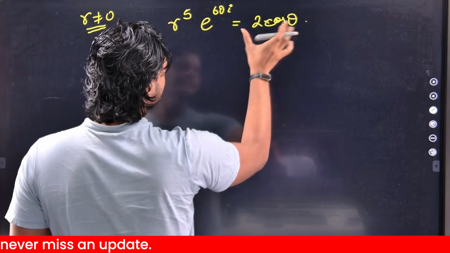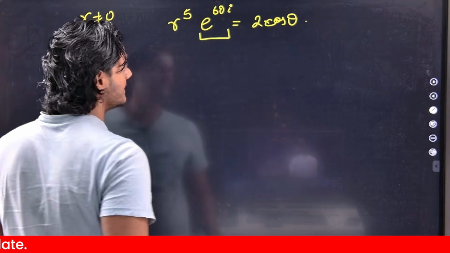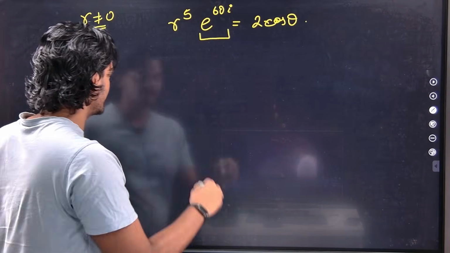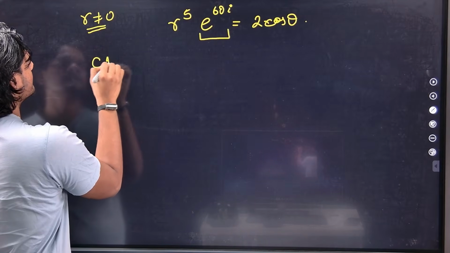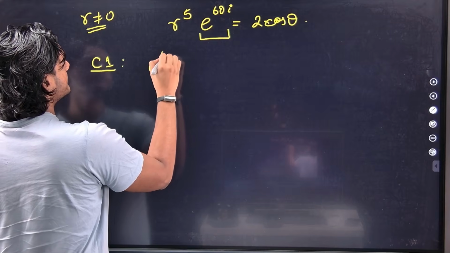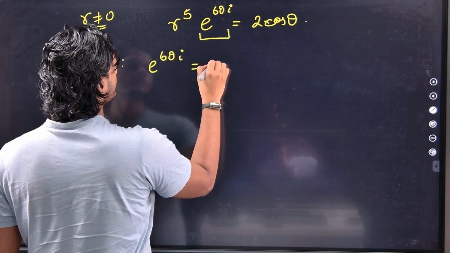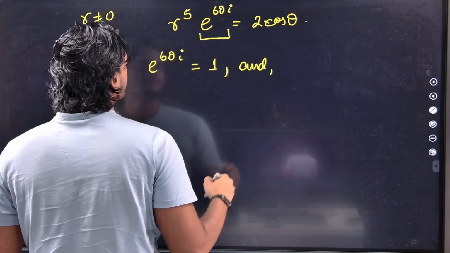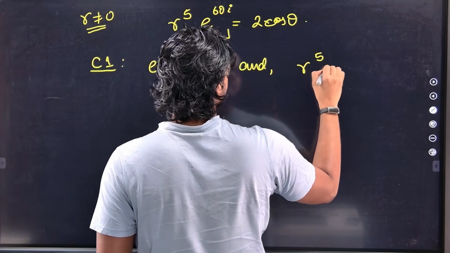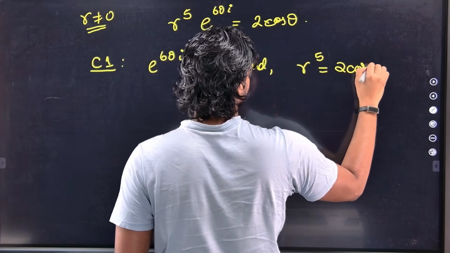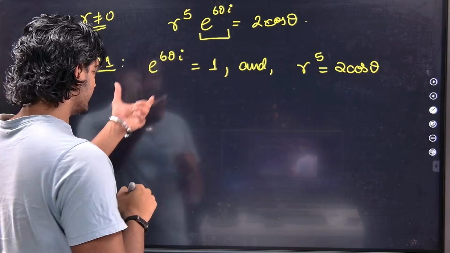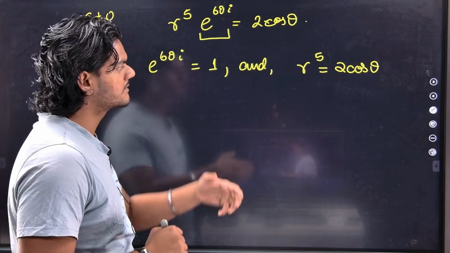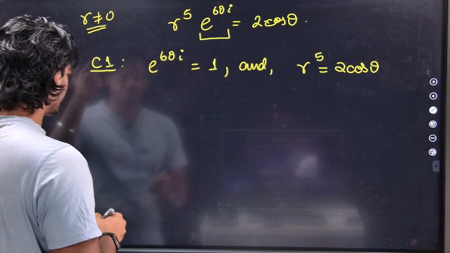So this is a completely real number. So this has to be real. And the only real values it can take is plus 1 or minus 1. So let's write that. Case 1, we have e power 6 theta i is equal to 1 and r power 5 is equal to 2 cos theta. And the other case will be this is minus 1 and r power 5 is minus 2 cos theta. That is possible, we will do that later. So first, this is case 1.